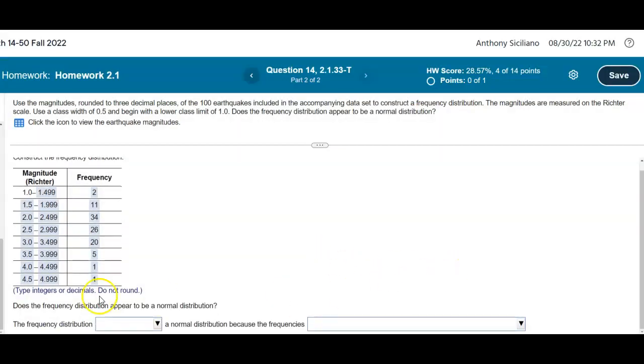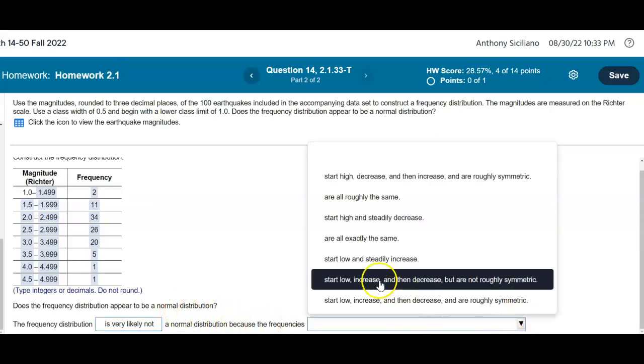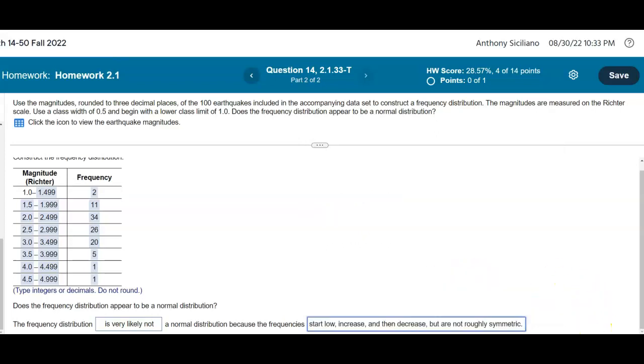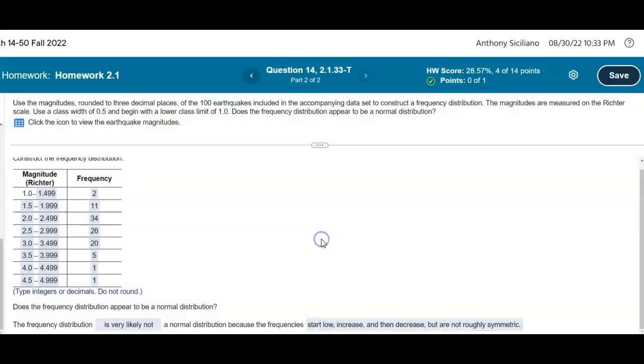Now it says, does the frequency distribution appear to be a normal distribution? If you take a look, it starts low, increases, keeps increasing, and then goes back to low. So in this scenario, we're going to say that the frequency distribution is very likely not a normal distribution. We cannot say definitely, and we cannot say reasonably. The reason is that the frequencies start low, they increase, and then they decrease, but are not roughly symmetric. So we check our answer, and there is our result.